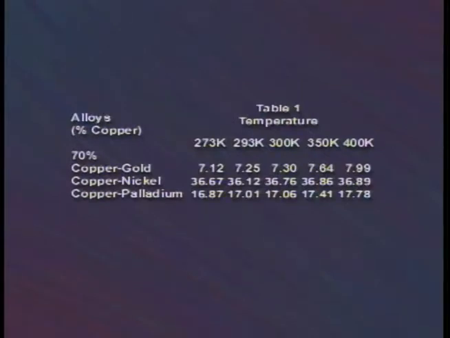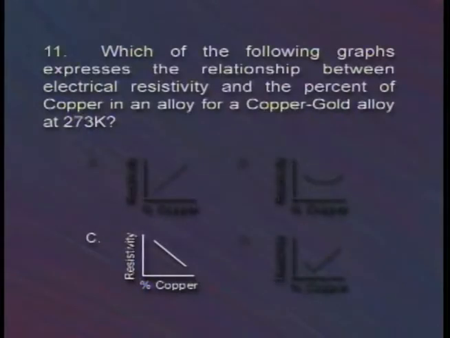What is the relationship between these two variables? It seems that as the percent of copper decreases, the electrical resistivity increases. Thus, our graph should express this type of decreasing linear relationship. The best option in this case is answer C.